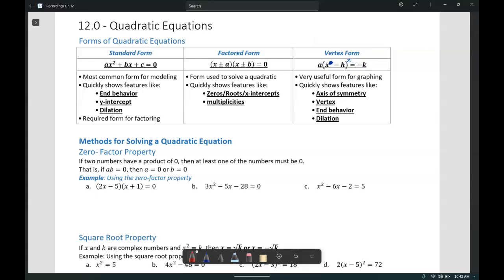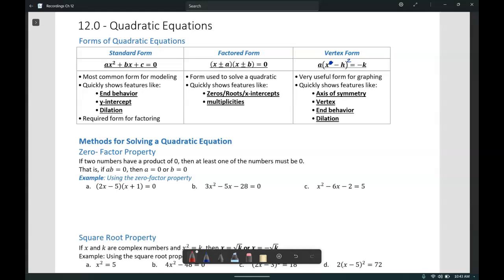So standard form is our most common form for modeling, and it helps identify things like end behavior, y-intercept, and dilation, and we'll talk about those more in detail later. It's also the required form if we want to try and factor our polynomial. Factored form is what we use when we want to solve a quadratic, and it also quickly shows features like roots, zeros, x-intercepts, which are essentially the same thing, and are the values we find when we solve the quadratic or the polynomial. It also shows us things like multiplicities, and we'll discuss that in more detail later as well.